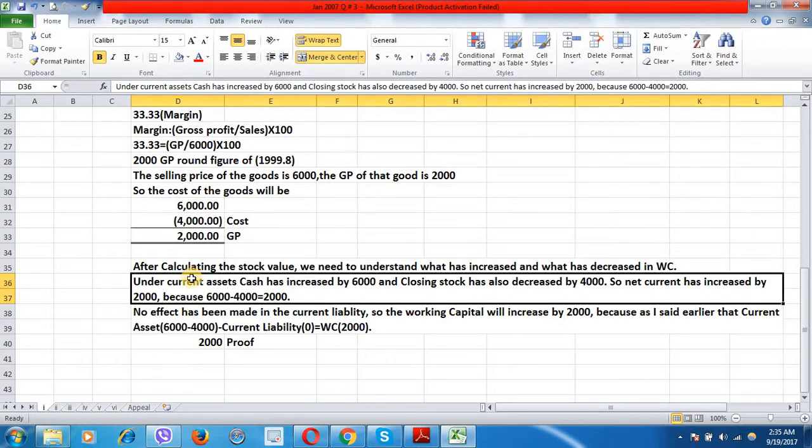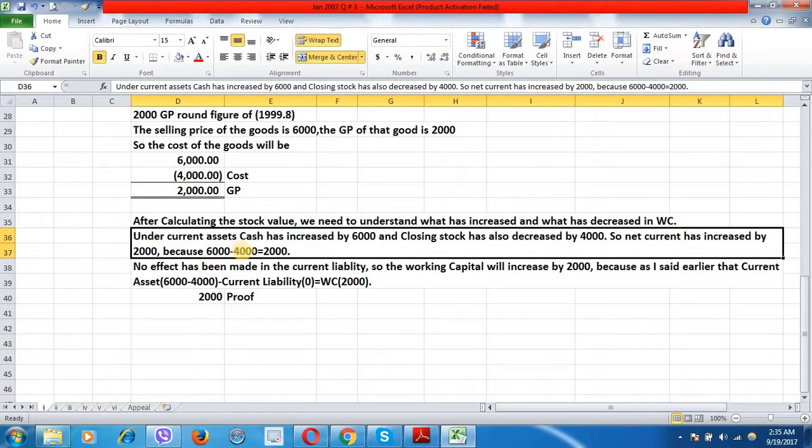After calculating the stock value, we need to understand what has increased and what has decreased in working capital. Under current assets, cash has increased by 6,000 and closing stock has also decreased by 4,000, because the cost price of the goods which was sold is 4,000.